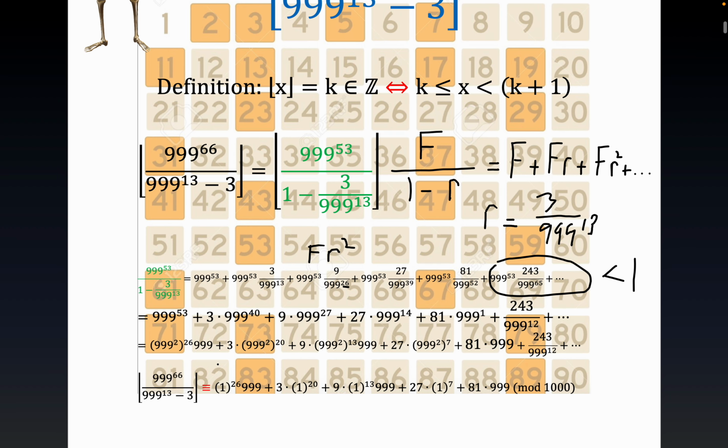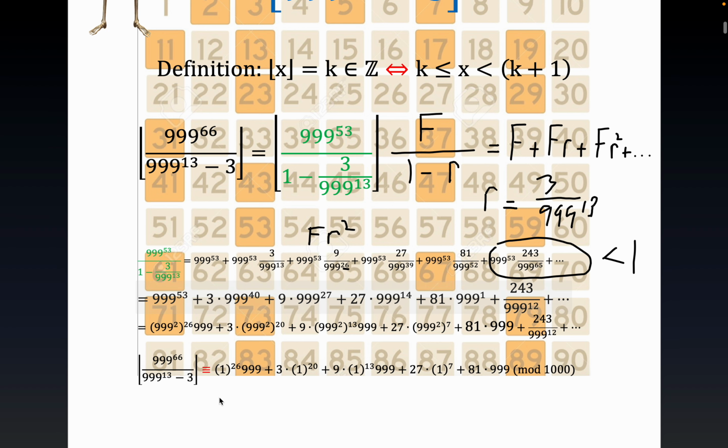Now, something that's quite important here as far as the modular arithmetic piece, observe that 999 is congruent to -1 in our modular arithmetic form, okay? And again, I'll just go ahead and write it in right here, mod 1000.